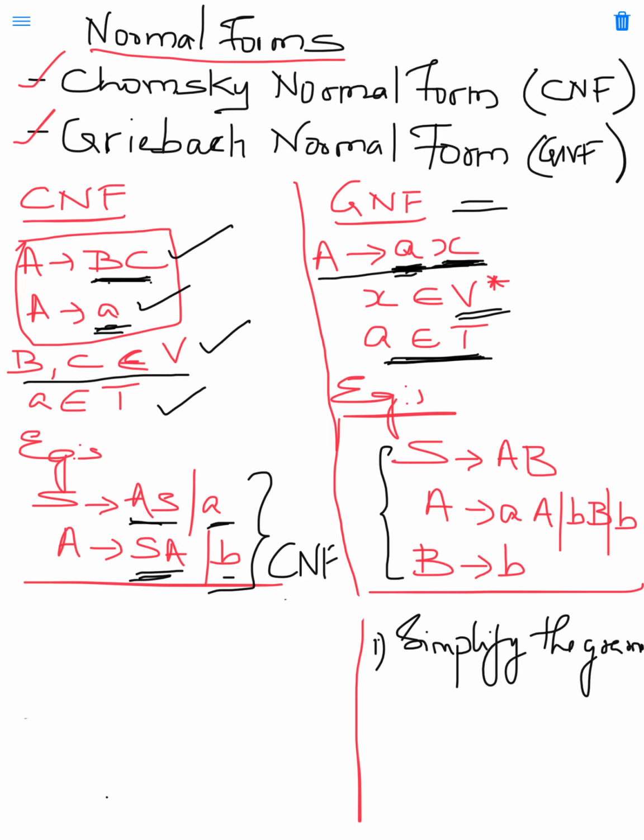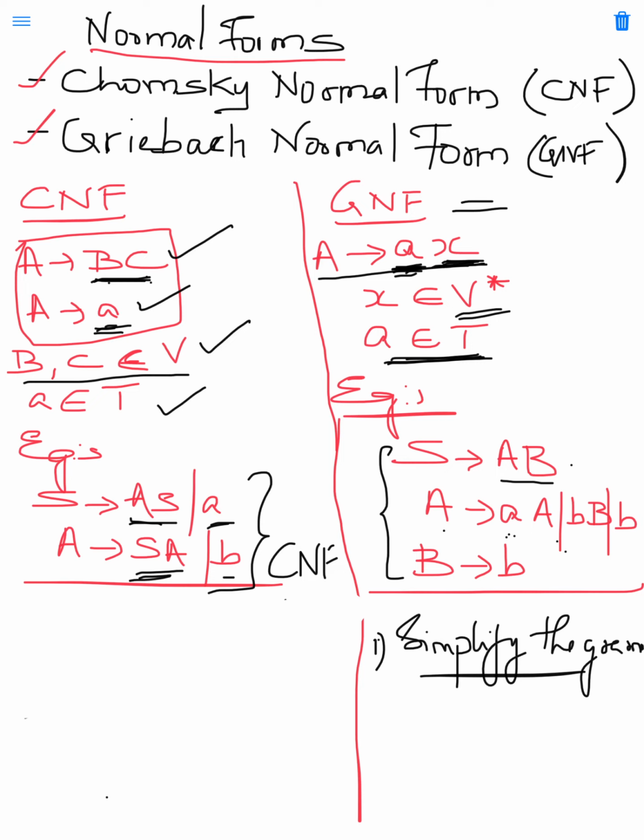Yes, it is in Chomsky normal form, isn't it? Because two non-terminals are there. But the rest of the things, you see, A gives AA. In Chomsky normal form, either it should have two non-terminals or a single terminal symbol. But here it has a terminal as well as a non-terminal. So in order to convert the grammar to Chomsky normal form, first you have to simplify the grammar.